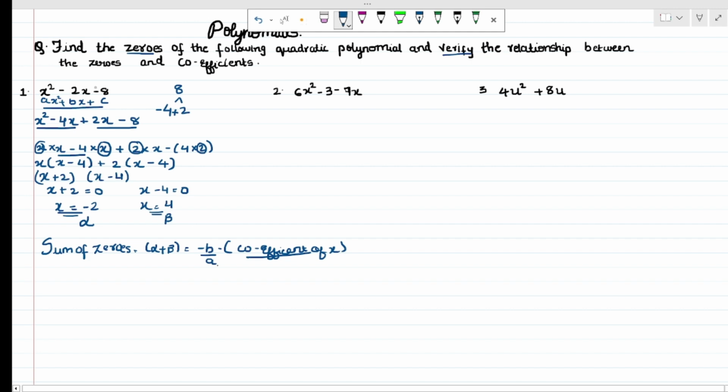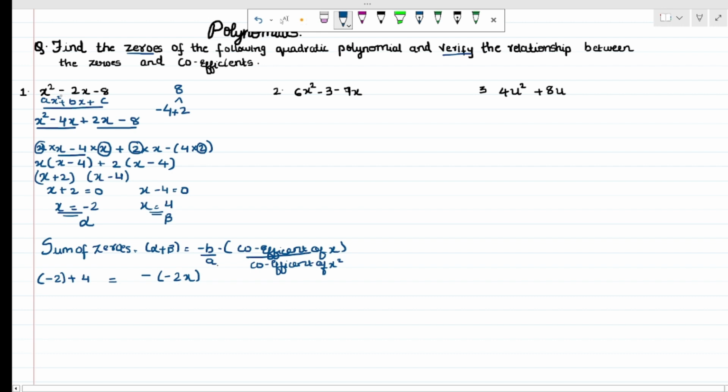And what is my a? a is the coefficient of x square. So you will write it is the coefficient of x square. So for this case, alpha plus beta, that means my minus 2 plus 4, should be equal to minus b upon a. That means what is my minus b? My minus b is minus 2x. Always remember to carry the sign with the coefficient.